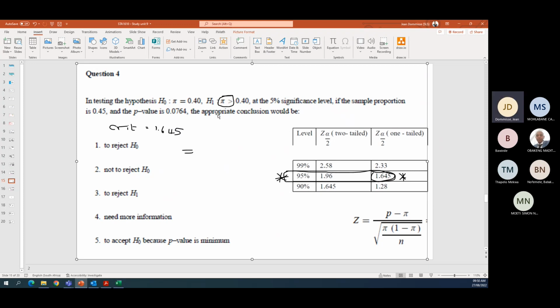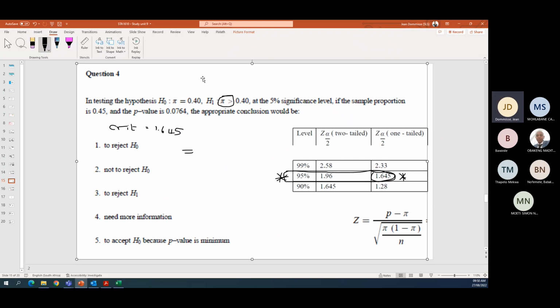Okay, so this is quite interesting. They give us the critical value. They tell us at the 5% significance level if a sample proportion is that. So we know that P is equal to 0.45. We know that that is equal to 0.4.